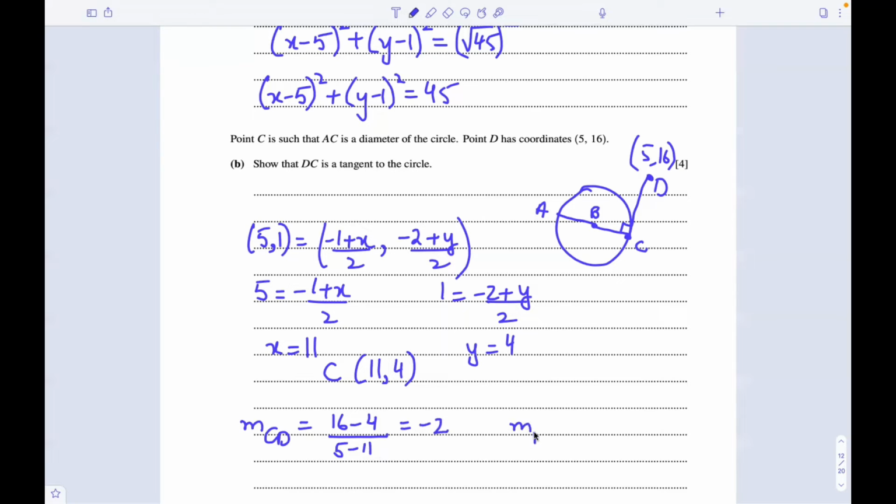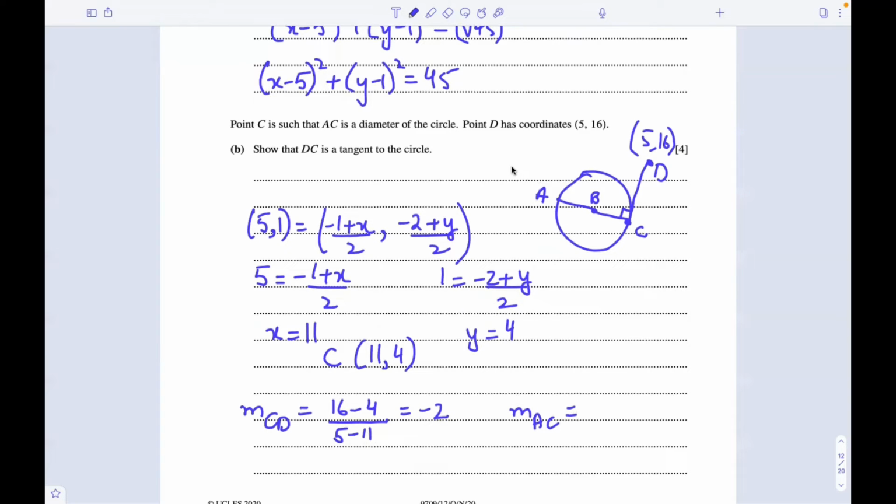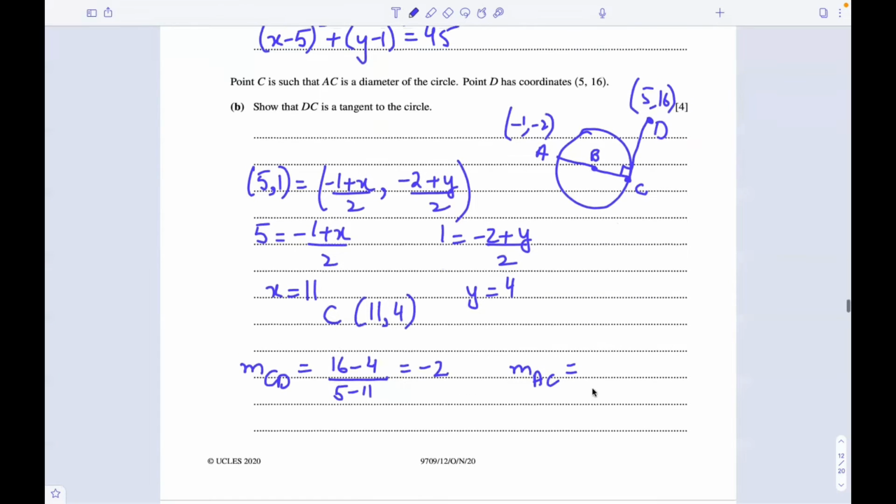And the gradient of AC would be, so the coordinates of A are (minus 1, minus 2) and the coordinates of C are (11, 4). So we can say (y2 minus y1) would be (minus 2 minus 4) divided by (minus 1 minus 11). So this would simplify down to become positive 1 upon 2. Now, as we have the two gradients, to show that they are perpendicular, we can just show that when the two gradients multiply, the answer would be negative 1.